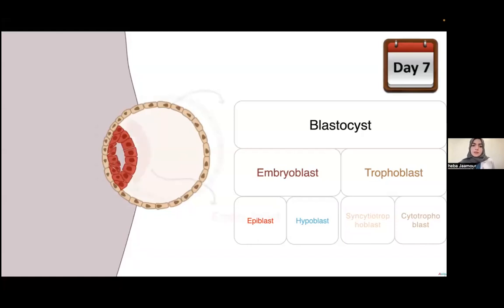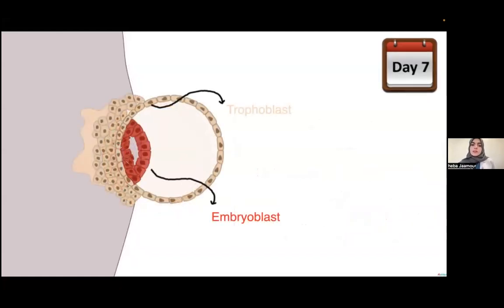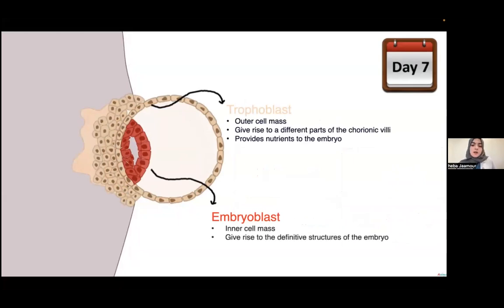Now let's talk about this again. We said trophoblast in brown is the outer cell mass and it gives rise to the placenta eventually, and the placenta provides nutrients for the embryo. On the other hand, the embryoblast in red is basically the inner cell mass, and it gives rise to the definitive structure of the embryo itself. So it gives rise to the body of the fetus. Everything in us basically comes from the embryoblast.